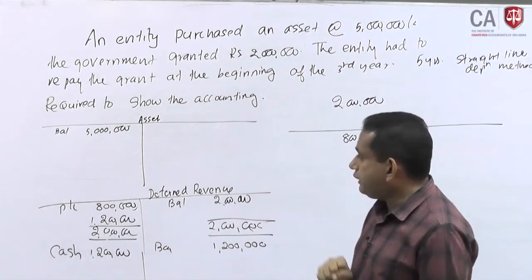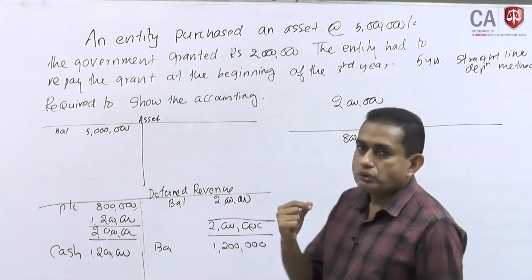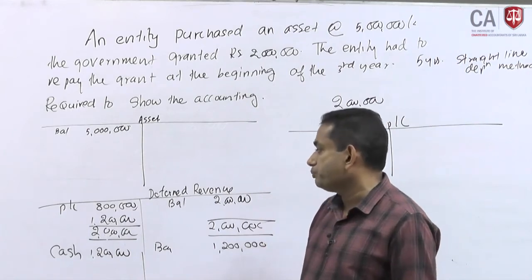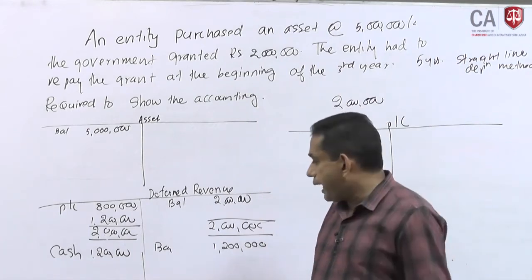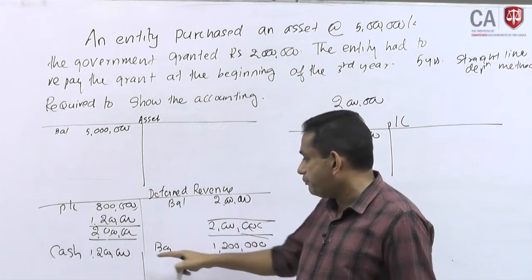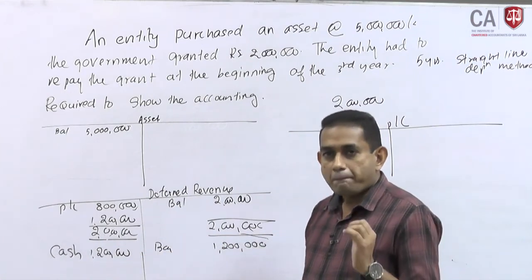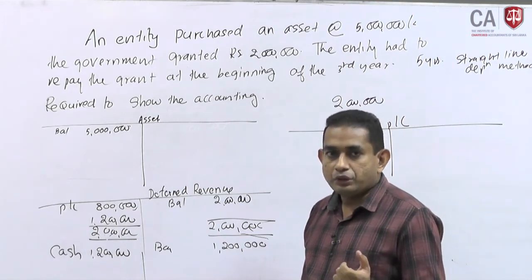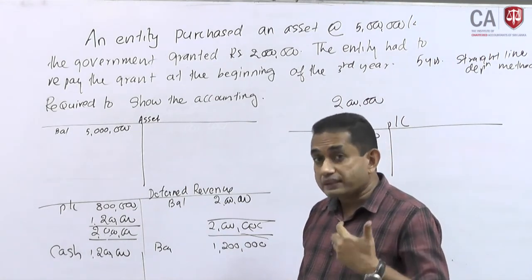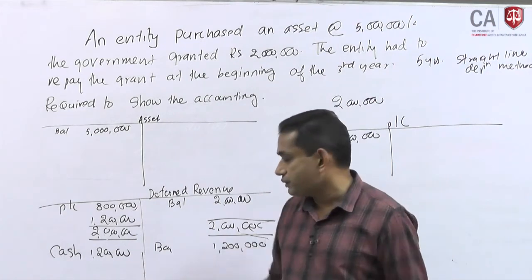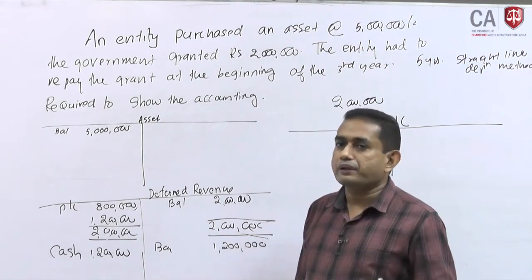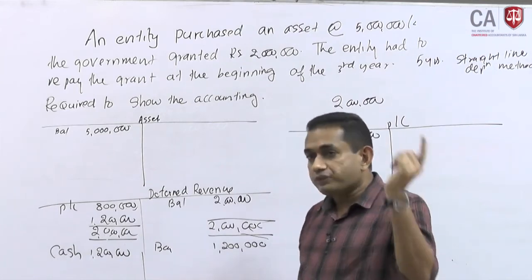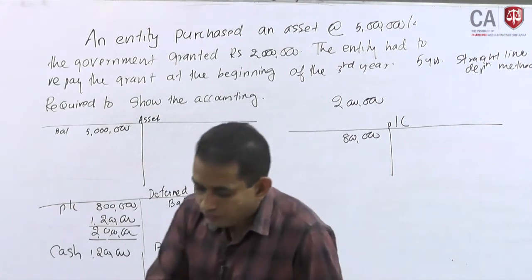Now, what do we do as we repay the grant? If you adopted the deferred revenue method, the balance of deferred revenue should be made 0 by debiting the repayment to the deferred revenue account to the extent of the available balance, and the remaining 800,000 should be debited to profit and loss to nullify the effect of the grant credited to profit and loss over the previous years.